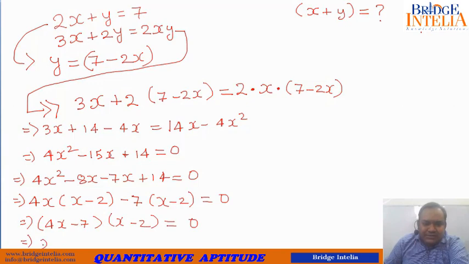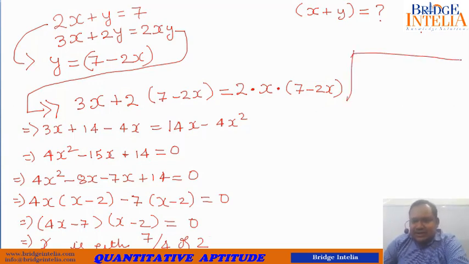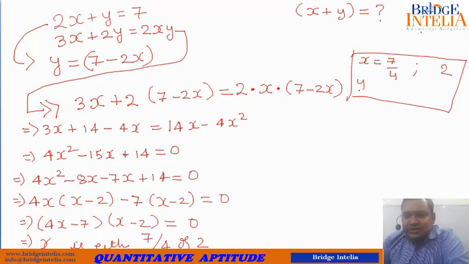So two separate values for x come out, x is either equal to 7 by 4 or equal to 2. So now you have found out x. So based on this value of x, two possible values of x are, x is either 7 by 4 or it is equal to 2. So based on this you can find out the value of y, because y is equal to 7 minus 2x.